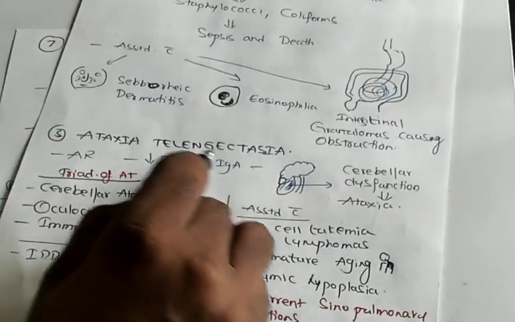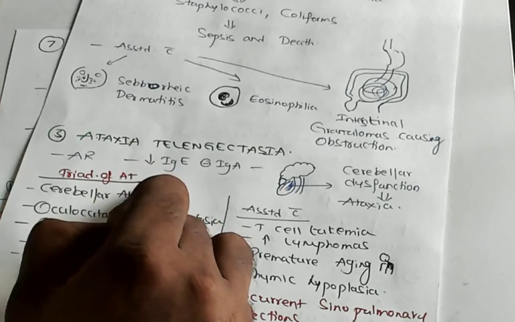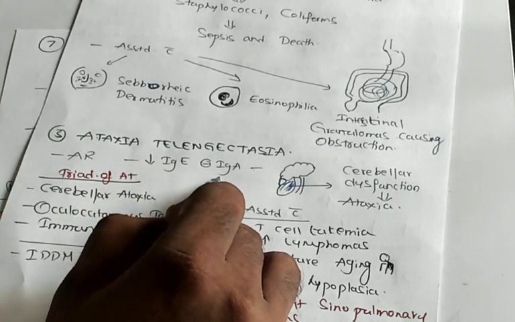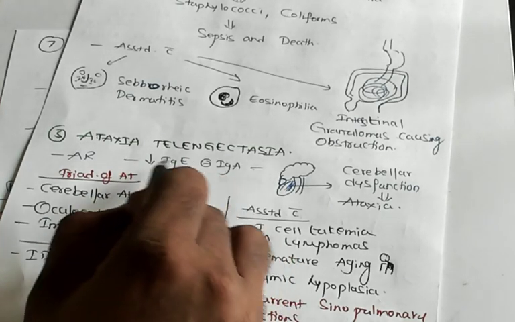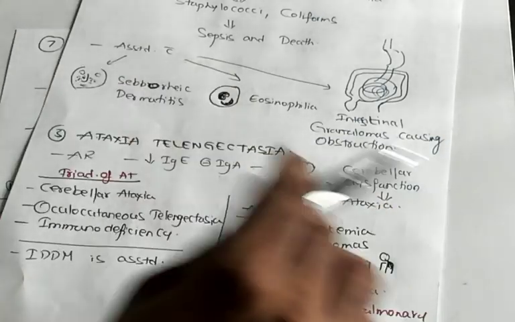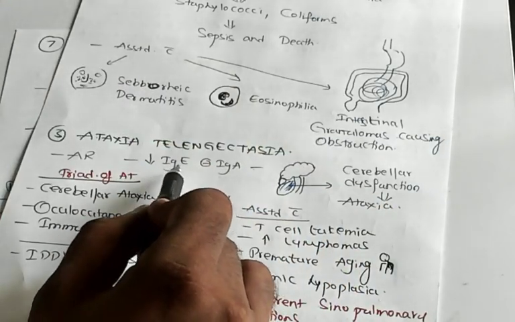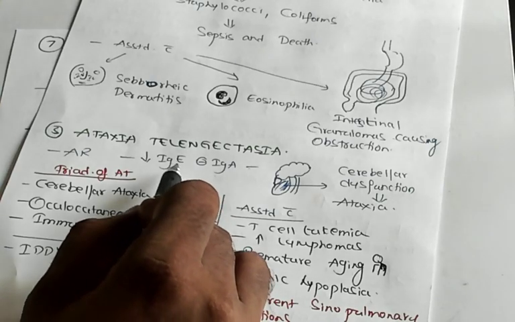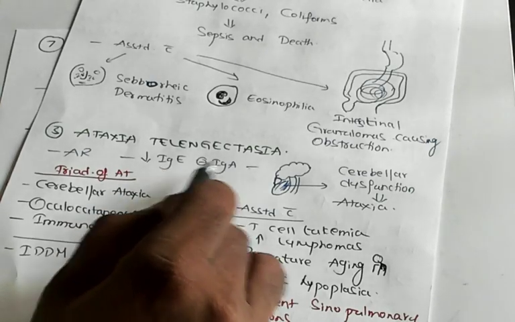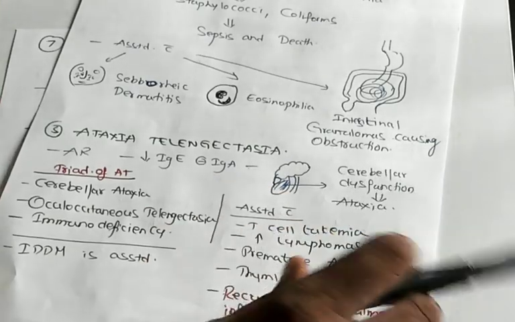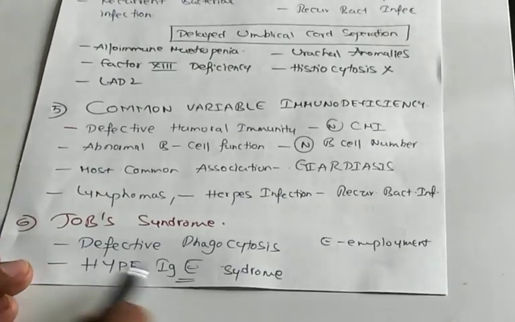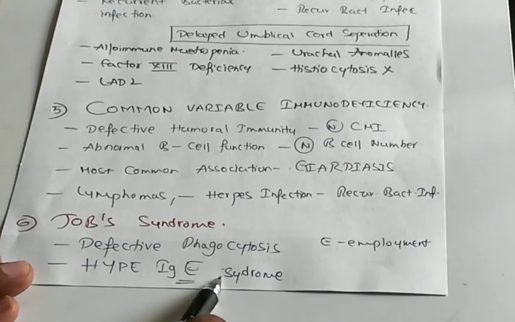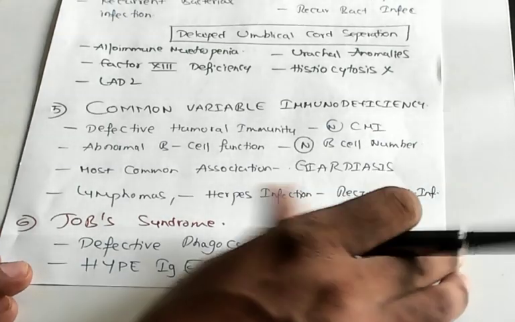आपका Ataxia Telangiectasia है ना, इसमें decreased IgE and absent IgA. Don't confuse this with Wiskott-Aldrich. You will not forget now. This is the whole twist in this topic. Decreased IgE, absent IgA, Ataxia Telangiectasia. Then आपके Jobs syndrome में क्या हो गया? What happened in the Jobs syndrome? Hyper IgE is Jobs syndrome. You are not going to forget.